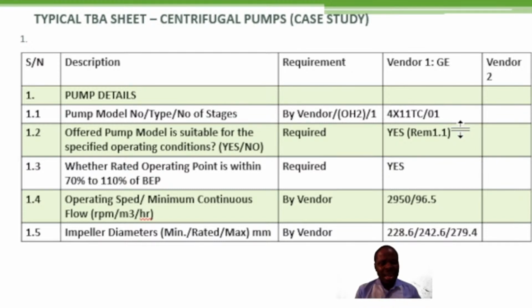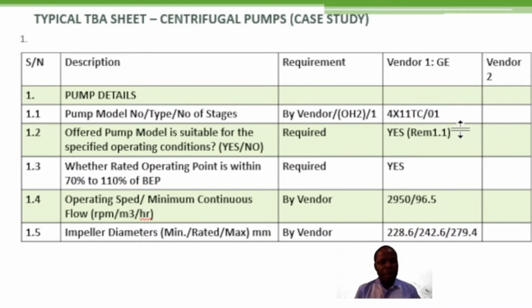Now, another thing is for centrifugal pump. This is a typical technical bid analysis sheet for a centrifugal pump. Another thing that you need to check if it is a centrifugal pump is whether the rated operating points, because the rated operating points must have been specified by the particular vendors.